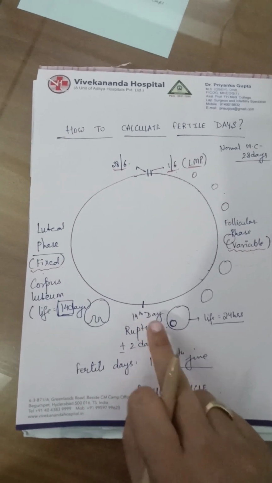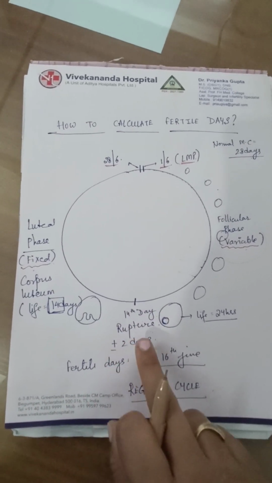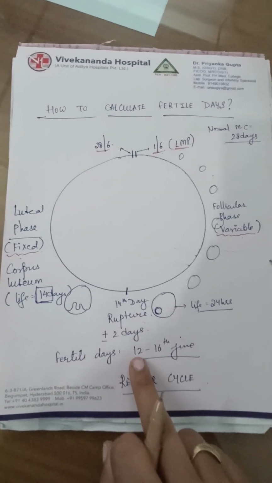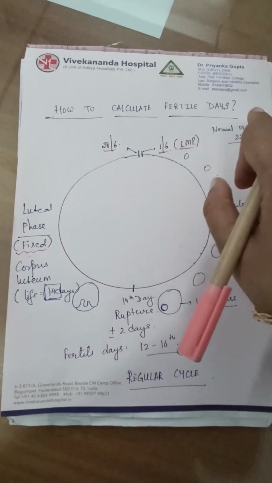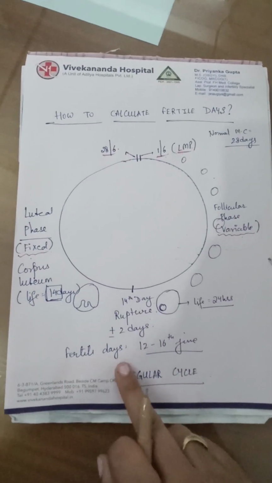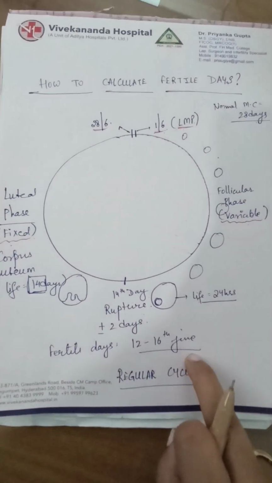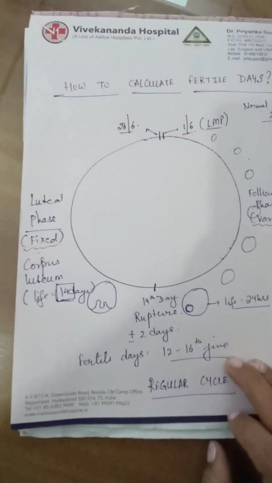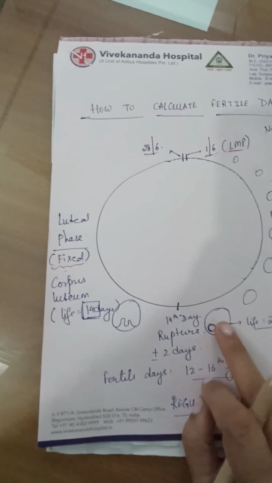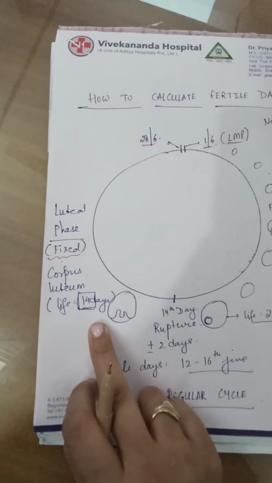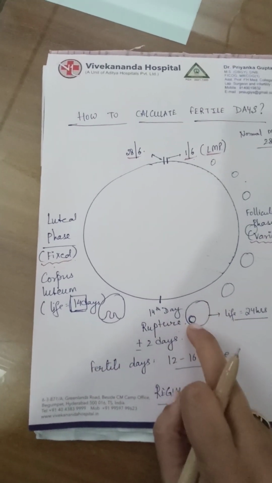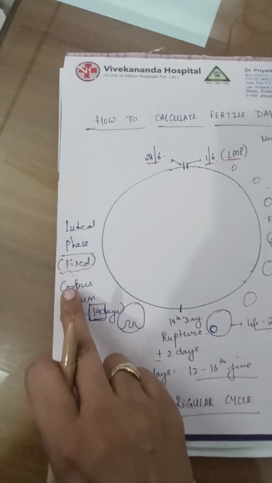So on 14th of June the egg will rupture, but plus minus 2 days. So her fertile days will be from 12th to 16th June. Okay, her cycle is of 28 days and the fertile days will be 12th to 16th June. Now a very important thing to understand is that after the egg has ruptured, the remaining follicle is known as the corpus luteum. So follicle minus the egg after rupture is known as a corpus luteum.